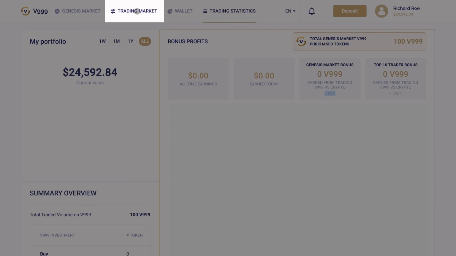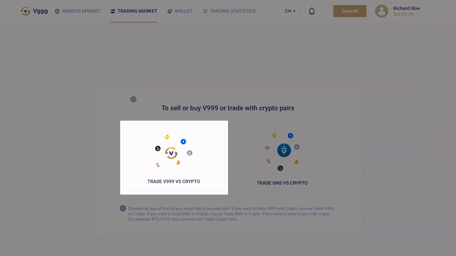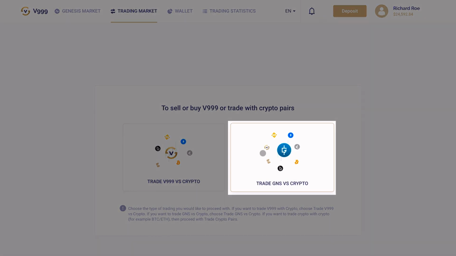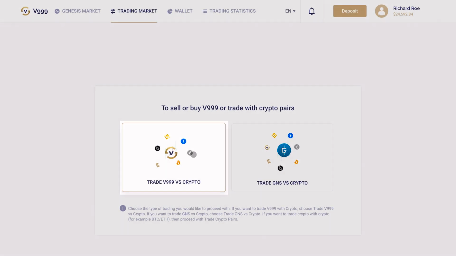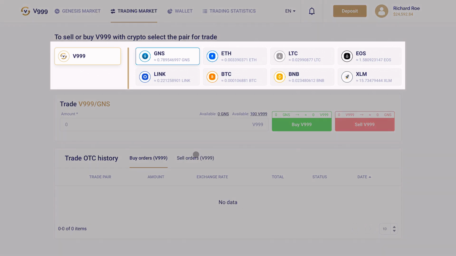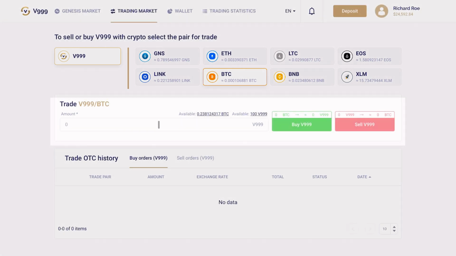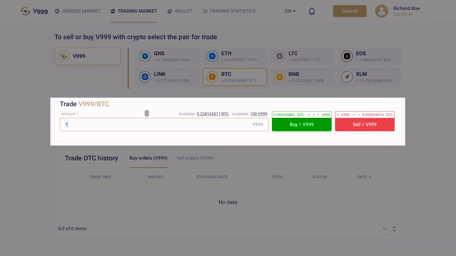Switch to the trading market now. At the trading market, you have the option to trade the V999 token and the GNS token against different cryptocurrencies. Choose any currency pair you want to trade. Start trading by selling V999, for example.